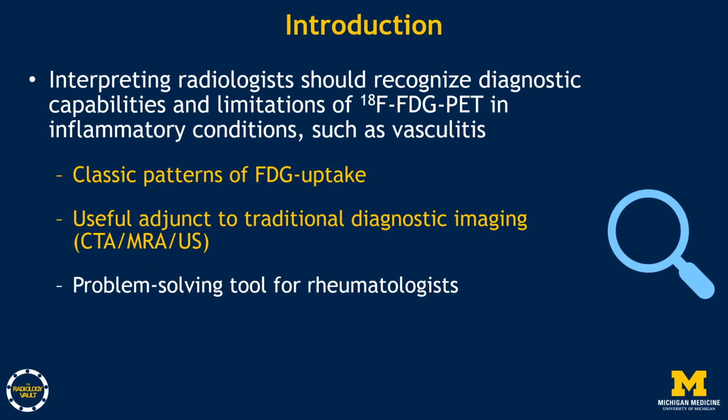So any radiologist that routinely interprets FDG-PET for malignancy knows that there's often uptake in various infectious and inflammatory conditions. And so large vessel vasculitis is one such condition that we can image by PET. There are some classic patterns of FDG uptake that are worth recognizing, and if we do, then PET becomes a useful adjunct to traditional diagnostic vascular imaging like CTA, MRA, or vascular ultrasound. And so in this case, FDG-PET is a useful problem-solving tool for rheumatologists in patients with suspected vasculitis.